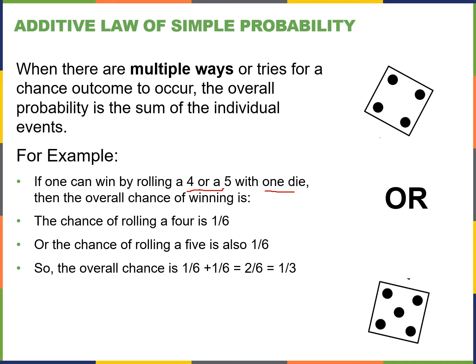On a 6-sided die, if you get 2 of those 6, then you have a 1/3 chance, right? The chance of rolling a 4 is 1 in 6, or the chance of rolling a 5 is also 1 in 6. So the overall chance of rolling either a 4 or a 5 is 1/6 plus 1/6, which is going to give us 2/6 or 1/3.